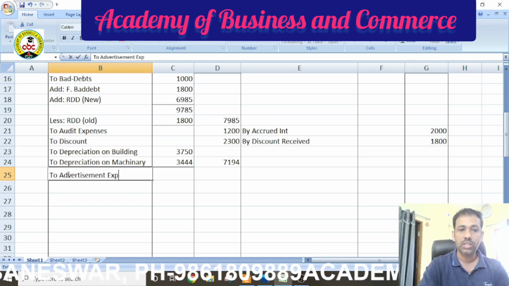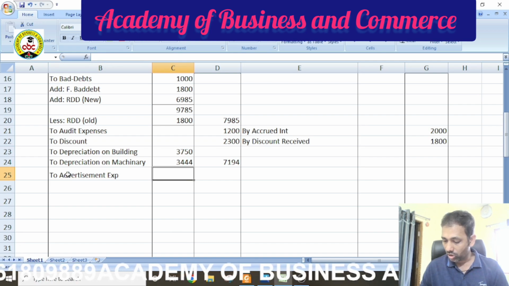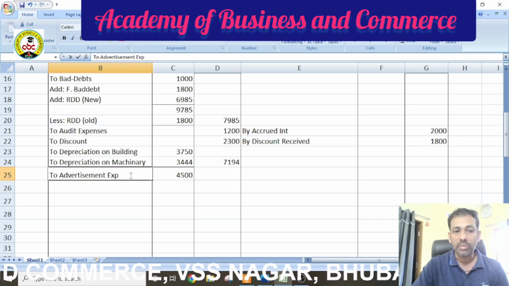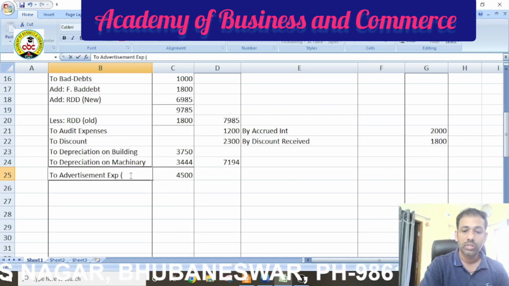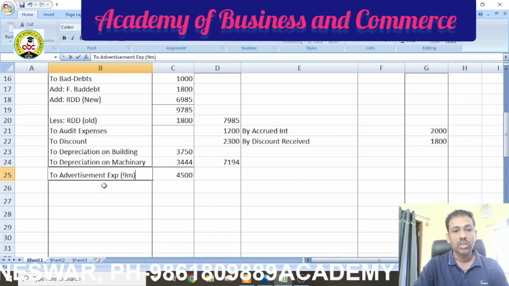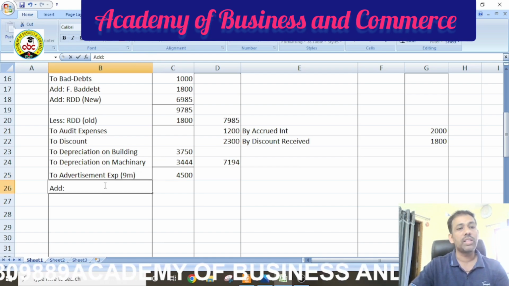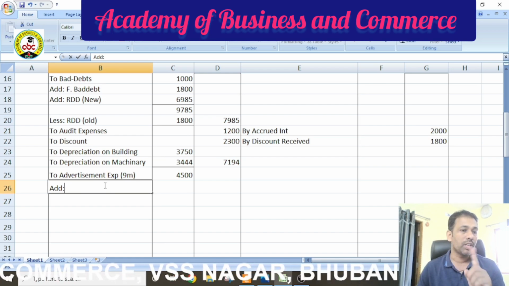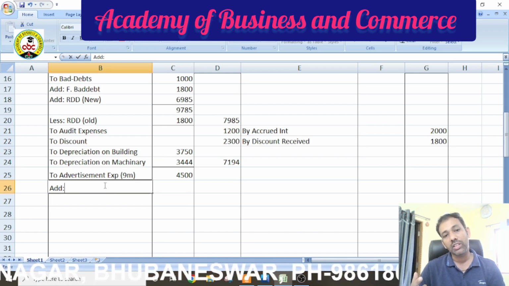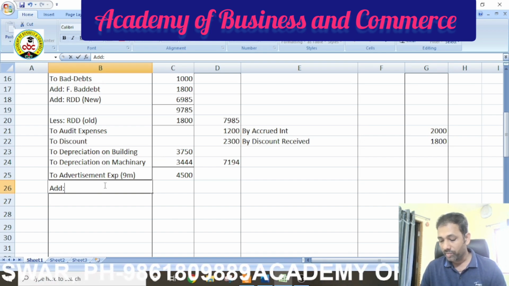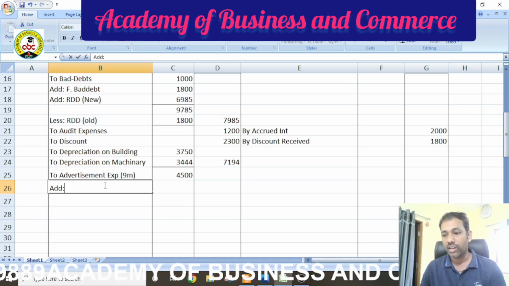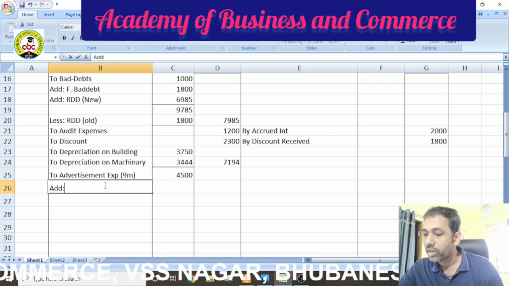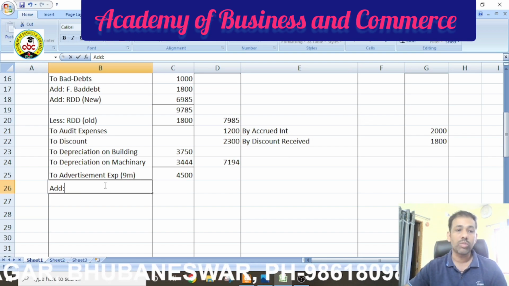Advertisement expenses are already given as 4,500, which is for 9 months. That means there is an outstanding of 3 months, so add it. It is the normal thing. The question says the advertisement expenses paid for 9 months is 4,500, because 1 year is 12 months. If 9 months of advertisement expenses is given, then there is an outstanding of another 3 months that you have to take. So you have to calculate how much the outstanding advertisement expenses are.